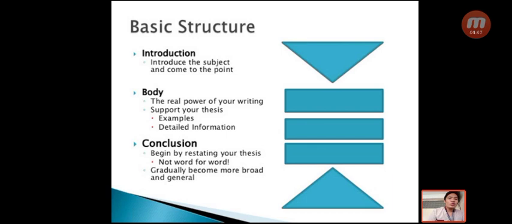Then pagdating sa conclusion, it begins with restating your thesis, not word for word, gradually becoming more broad and general. So conclusion, lagi naman generalization or summary ng inyong introduction and the body itself, pero hindi siya word by word.